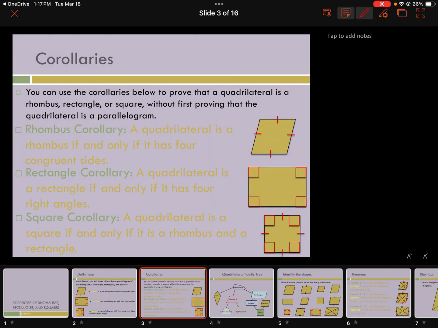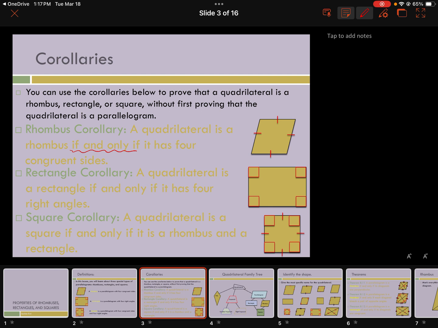There are also some corollaries that you can use. They're going to prove that a quadrilateral is a rhombus, a rectangle, or a square. And you can do this without first proving that the quadrilateral is a parallelogram. So for example, a quadrilateral is a rhombus if and only if it has four congruent sides. So if you see a shape with four congruent sides, you know it's a rhombus. If you see a rhombus, you know it's got four congruent sides.